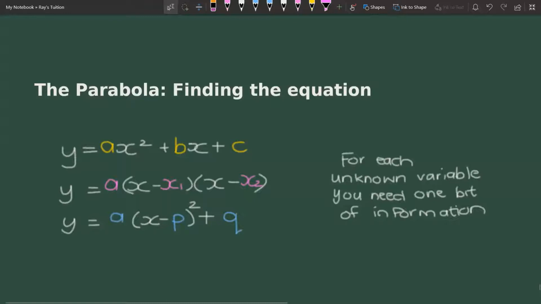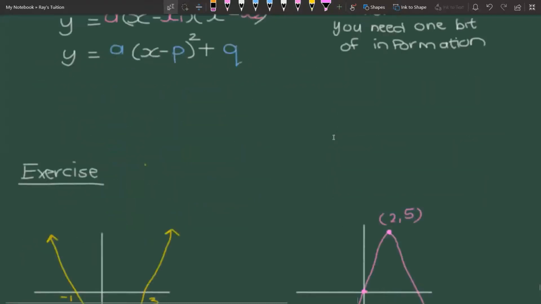Another thing I would like to point out is that which form you solve it in should depend on what you are given. So ideally you choose the form that best suits the information that you are given to find the equation of the parabola. Let us do some examples.